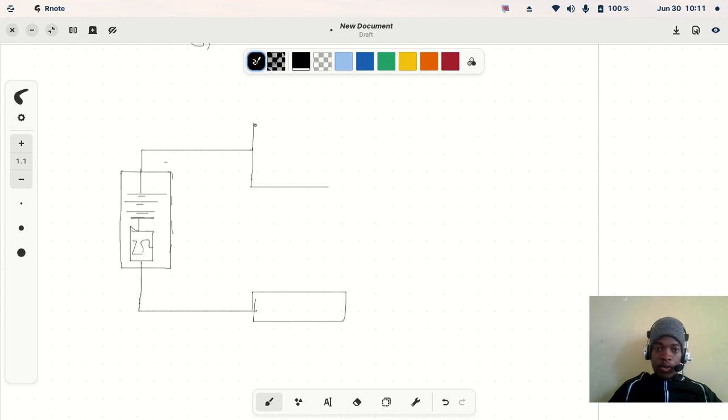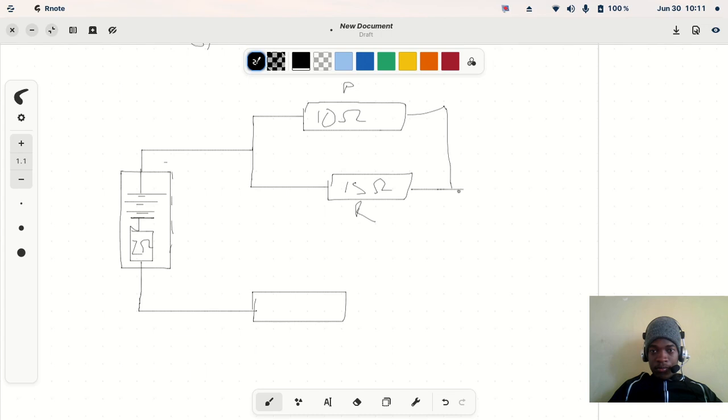Okay, we'll put in a parallel combination, and like so, and then we're gonna have 10 ohms there. We'll call this P, and then we're going to have another one here, and we're gonna call this the 15 ohms, and we're gonna call this R, and then that is it for the parallel. Okay, and then we'll make this go around and maybe have an ammeter there.